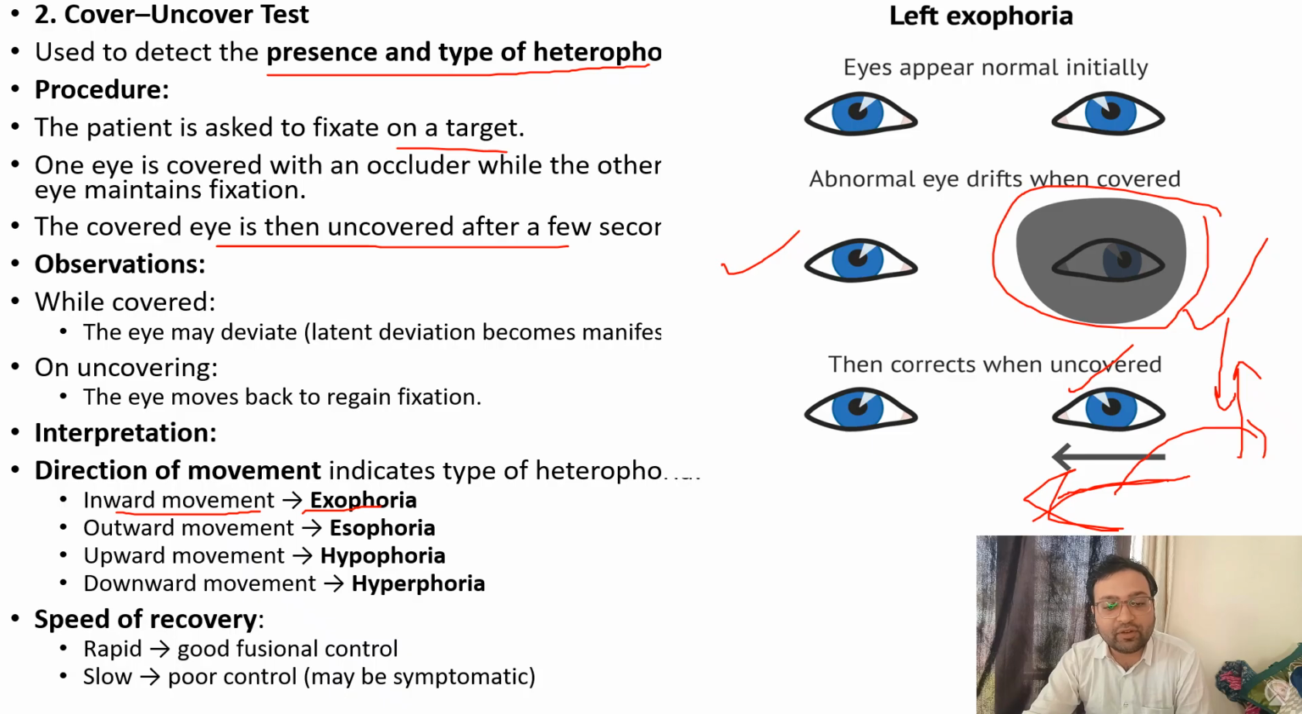Similarly, if on removing the cover there is outward movement, then that is esophoria. If there is upward movement, then there is hypophoria, and if there is downward movement, then there is hyperphoria. Now, the speed of the recovery also tells us something. If it is rapid, then there is good fusional control, and if the speed of recovery is slow, that indicates poor control.